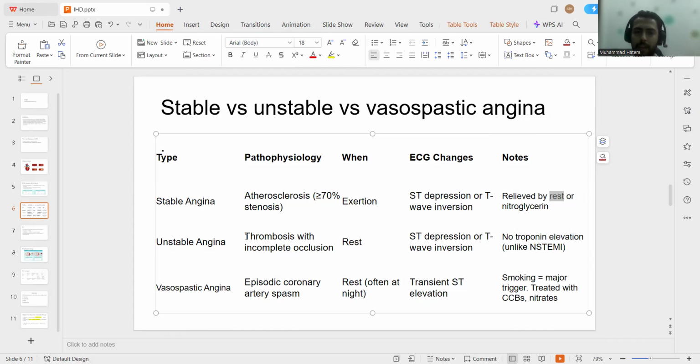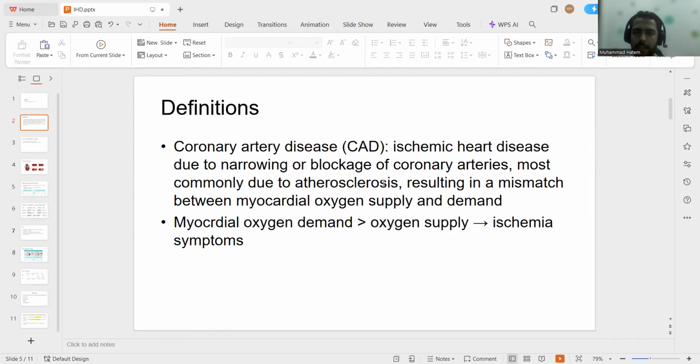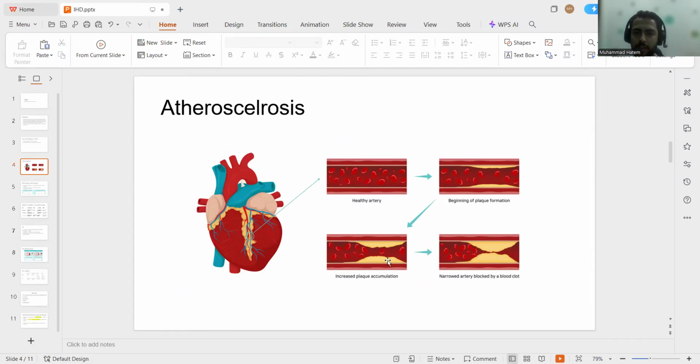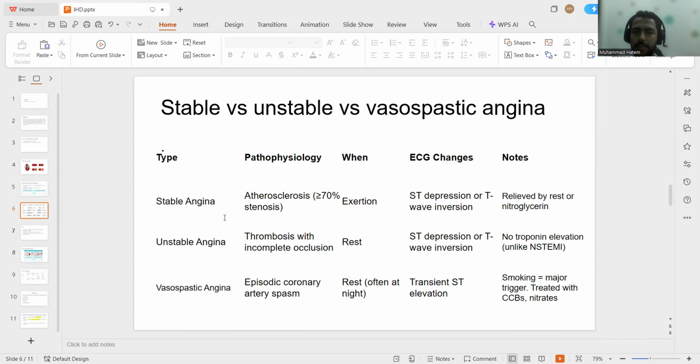Unstable angina involves a thrombosis with incomplete occlusion. So, for example, if this plaque here ruptures, a blood clot will accumulate and cause an occlusion of the artery. So this is the pathophysiology of unstable angina, but the occlusion in unstable angina is incomplete. This pathophysiology is also the pathophysiology of non-STEMI, but the difference between unstable angina and non-STEMI is that in unstable angina there is no necrosis, so there is no troponin elevation. Unstable angina exists at rest, and it's not relieved by rest.